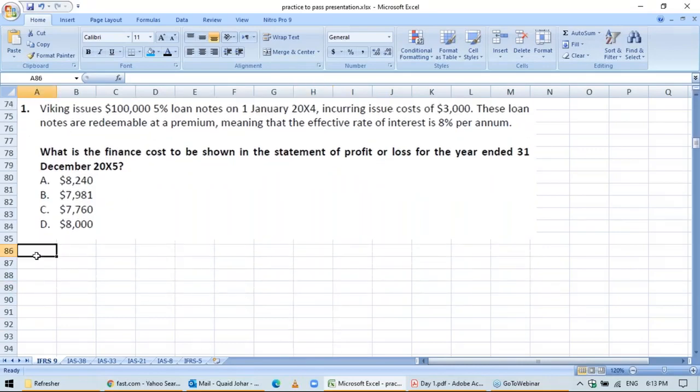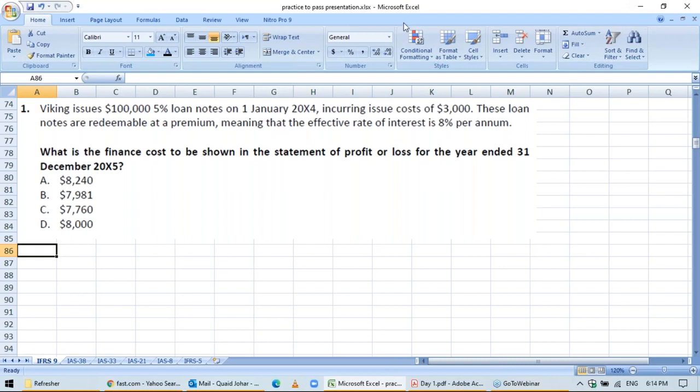So let's start with question one. What question one says is that Viking issues $100,000 5% loan notes. Now Viking issuing loan notes of 100,000 means that Viking is giving loan notes to creditors and receiving money from them. So Viking is borrowing basically. So this is about liability. Loan note is a contract between the creditor and the debtor, and Viking is the borrowing party, right? So Viking will be recognizing a liability in its books.